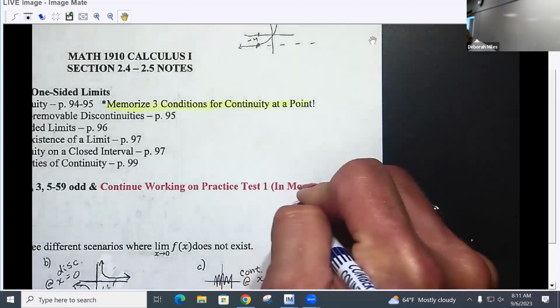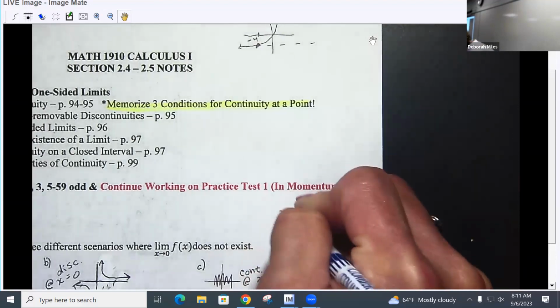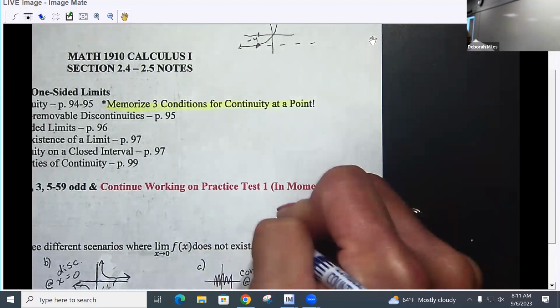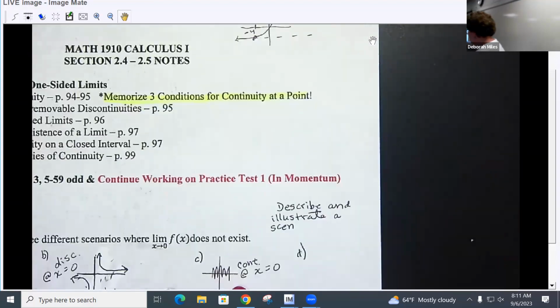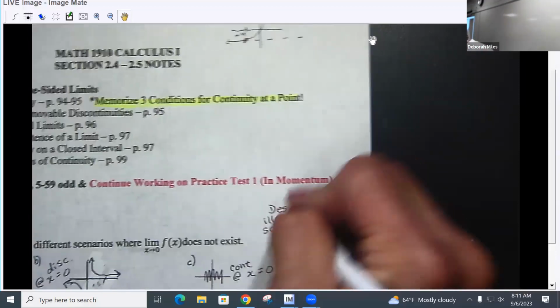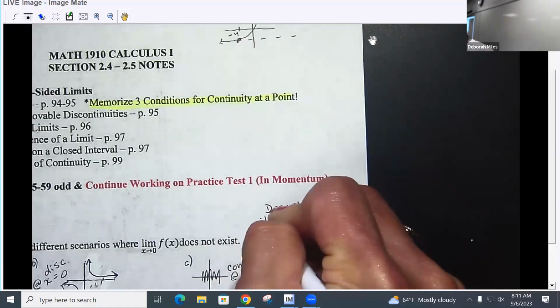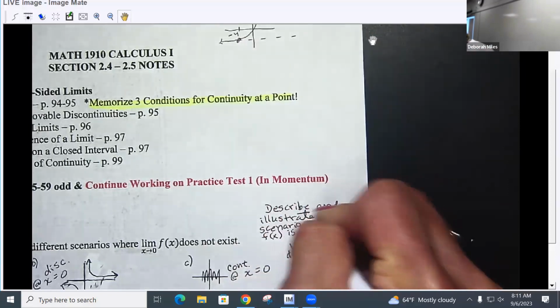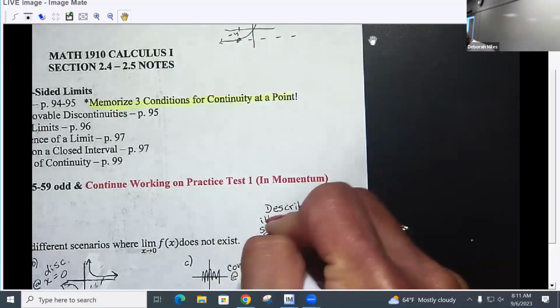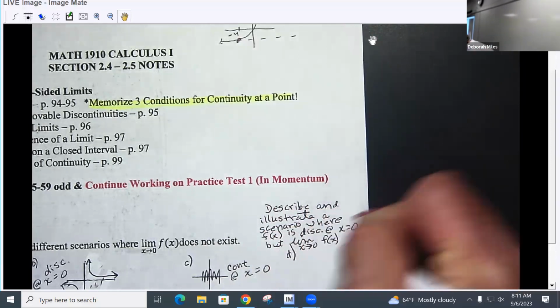Describe and illustrate a scenario where f of x is undefined at x equals 0, but the limit as x approaches 0 of the function exists.